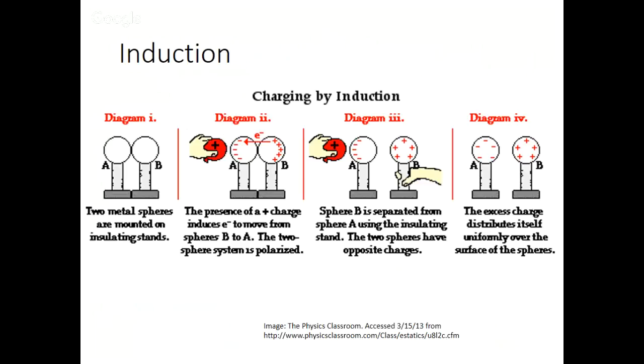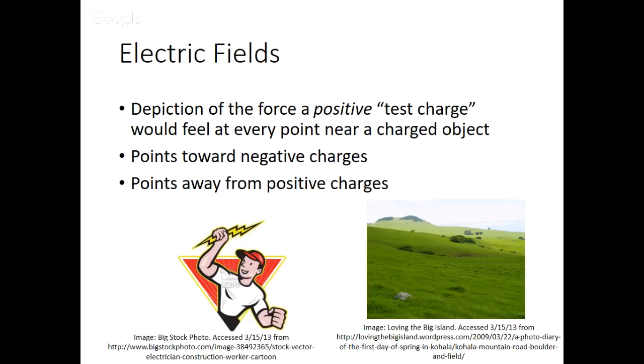Another method of induction that doesn't involve grounding is exactly what I did with the spheres in class. Put them together, they're both neutral, A and B. Bring a charged object near it, and A and B get polarized, but because they're both conductors, the electrons can move back and forth between the 2 different spheres. When you separate it out, then they're both left with a net charge on it. Swanky. All right.